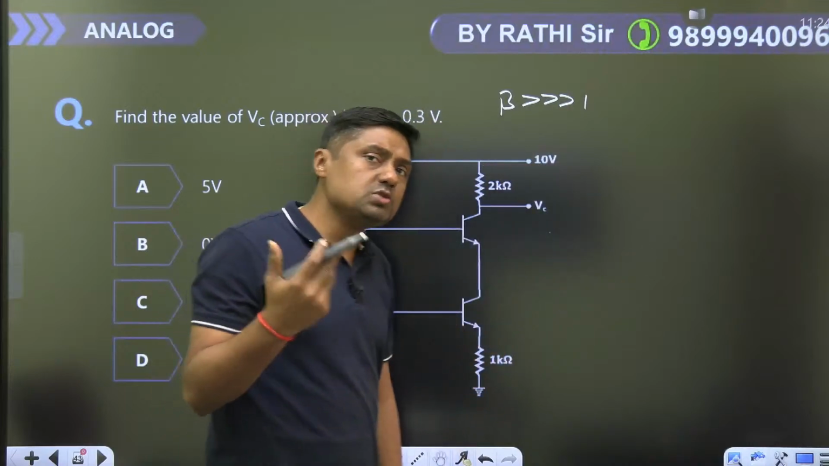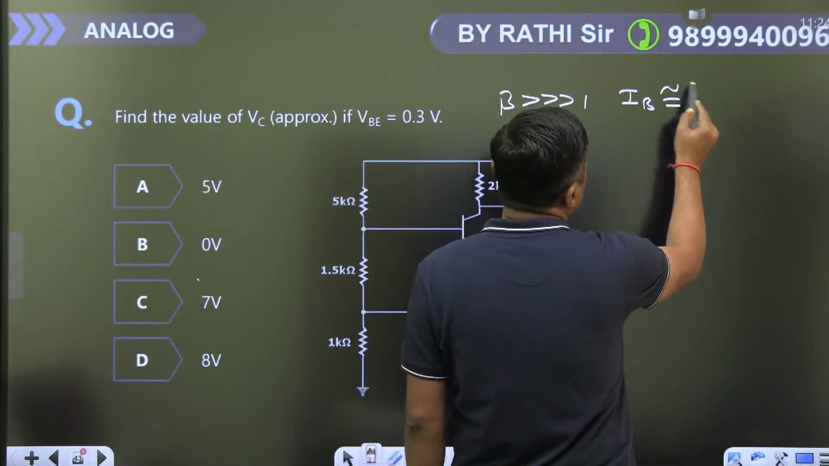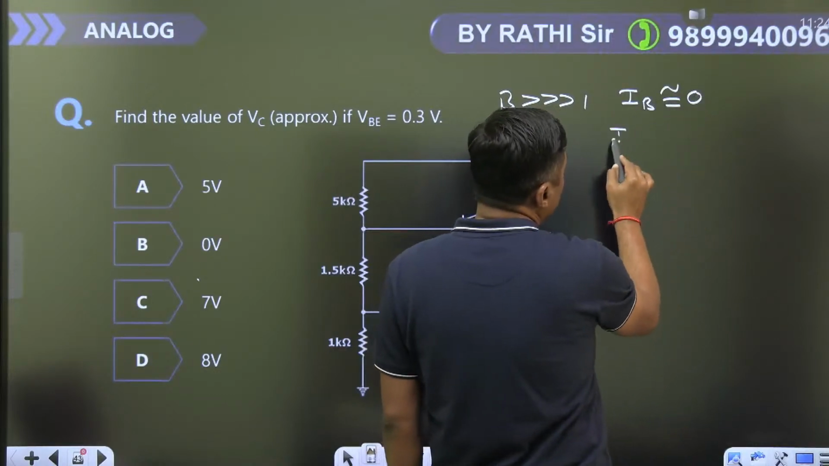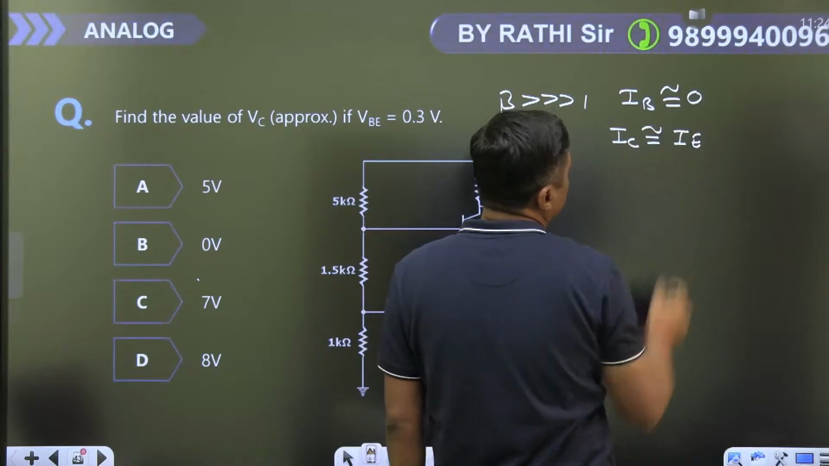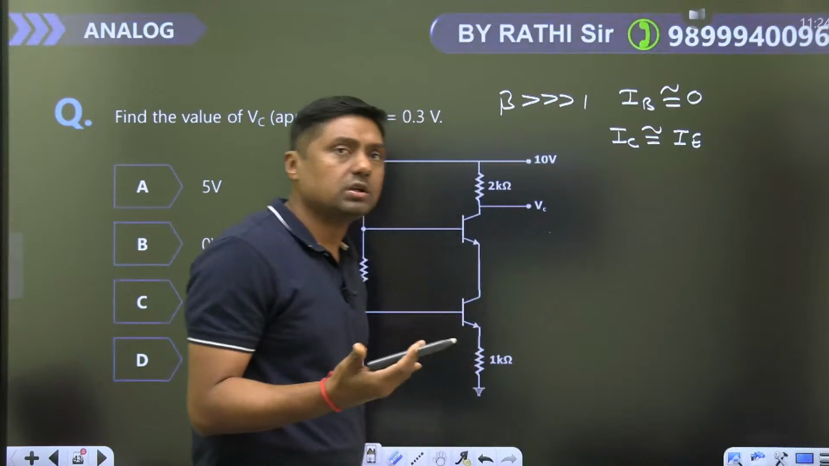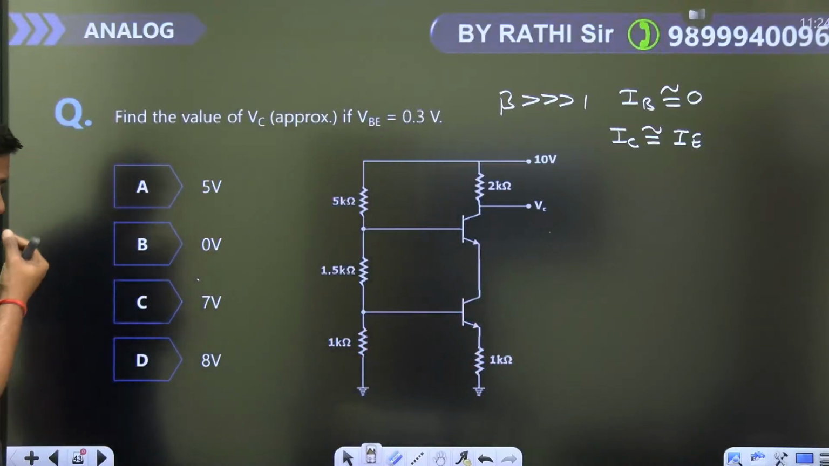When the beta is very, very large, what is the base current? Negligible. So what is the collector current? Is nearly equal to what? Emitter current. Both are equal, because the base current is negligible. Now, how we can solve this question?